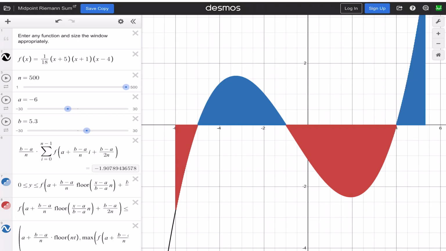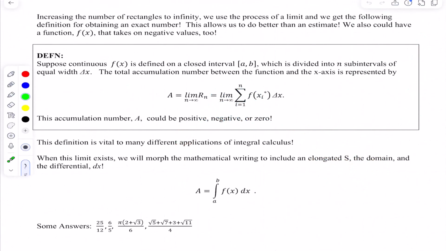You could see that we are using a fundamental process of differential calculus. And that fundamental process is actually using the limit. With the use of a limit, we could actually find the exact number between the function and the x-axis. That leads us to this new definition. Increasing the number of rectangles to infinity, we use the process of a limit and we get the following new definition.